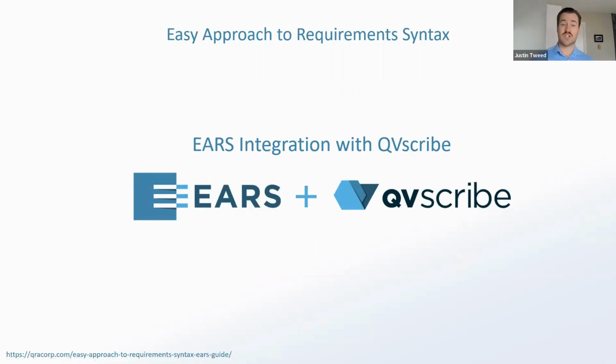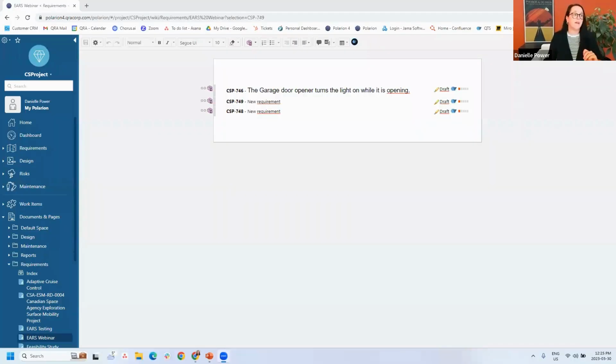For today, Danielle is going to show you how to use QVscribe to help you write EARS requirements within Polarion. Danielle? Perfect. Thank you, Justin. I think that was a great introduction to EARS and to QVscribe. What I'm going to be doing is demonstrating how you can use our EARS templates, and I'm going to be doing that within our integration with Polarion. So can you see my screen? Just making sure I've now taken over. I'll take that as a yes. Perfect.